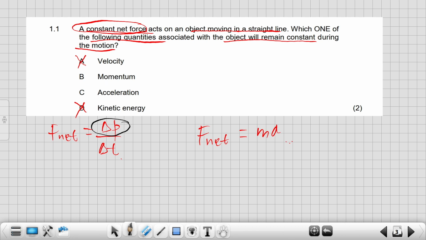Then when I have a net force that is constant, I am also going to get a constant acceleration. So when I look at the two, definitely the correct answer here should be C, because the one there of momentum is wrong. The reason is, for me to have a relationship with F net, I should be talking about the change in momentum, not just momentum.